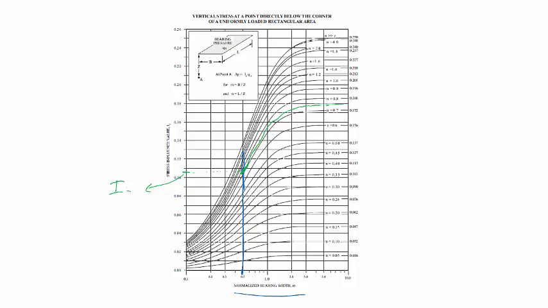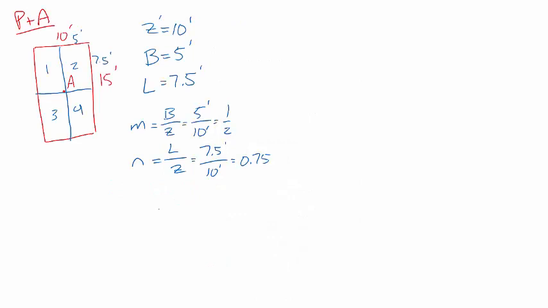Influence factor in this case is, it looks like it's just a little bit more than halfway between 0.1 and 0.11. So I'm going to call this 0.107. Everybody okay with that? So let's go back up to our previous slide, and we have identified I as 0.107. All right, so now that we have that information, let's go ahead and calculate what our change in vertical stress is for point A.